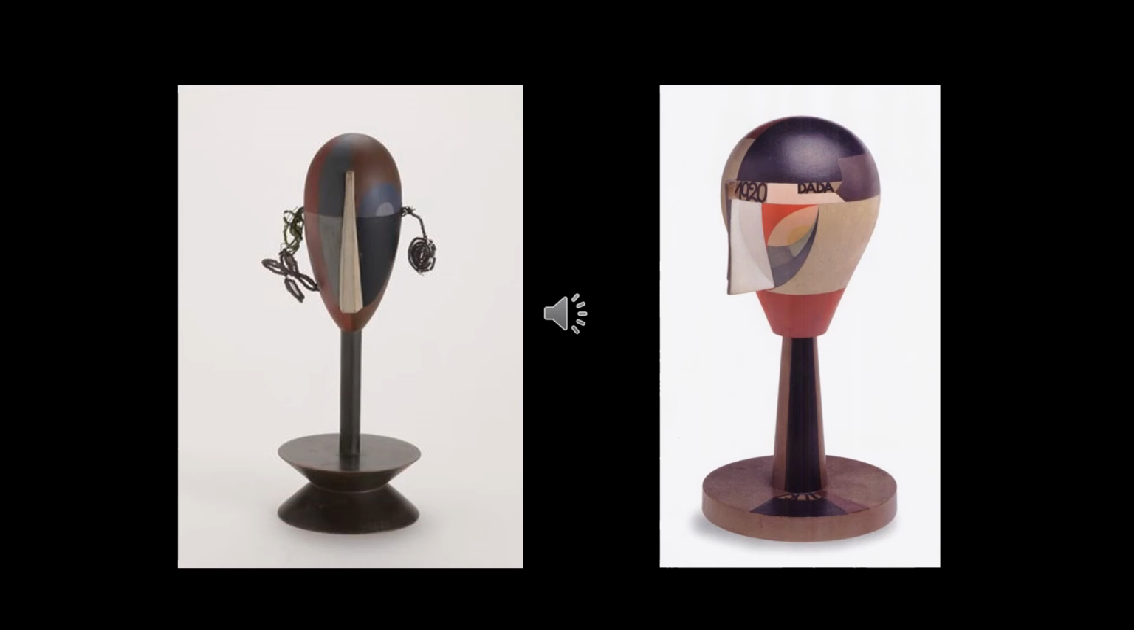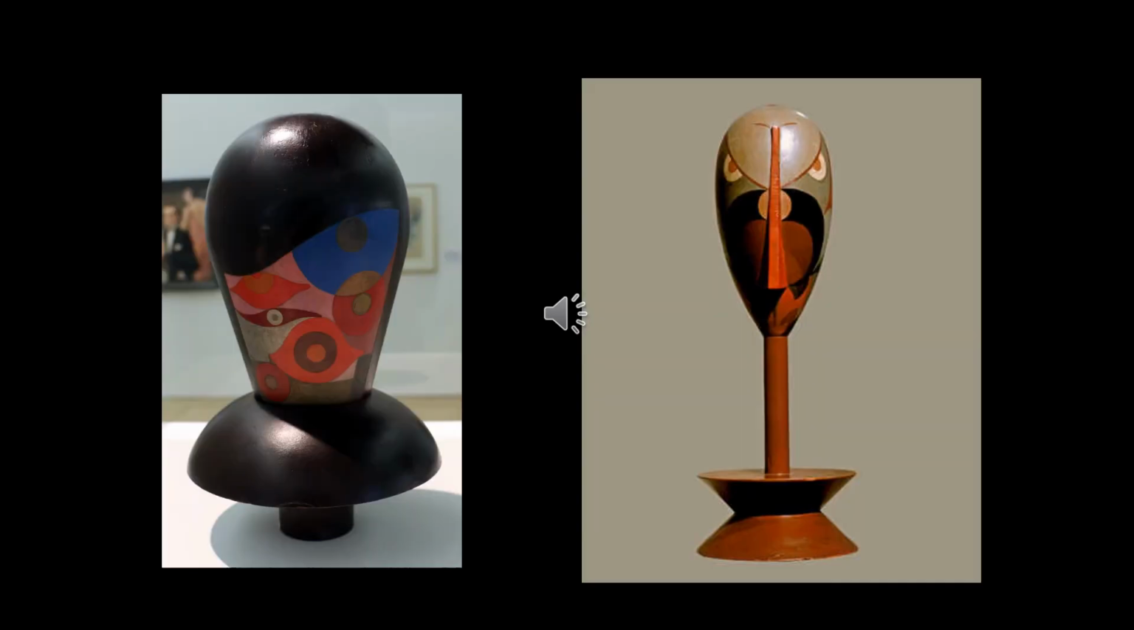So she did the series of 5 heads. I've only got 4 of them here, but here are 2 of them. And here are 2 more. All very similar in idea and execution, but each slightly different, combining painting as well as additional objects that were placed onto the wooden sculpted forms.